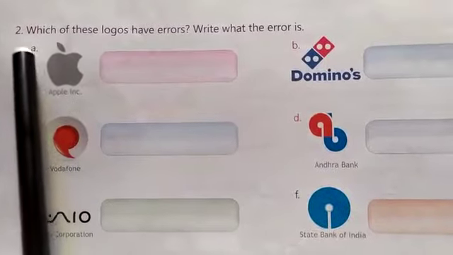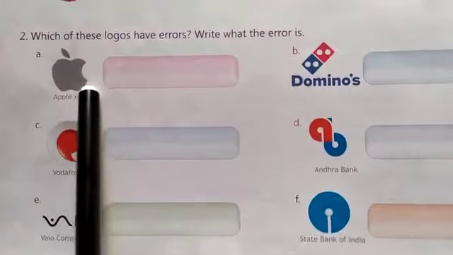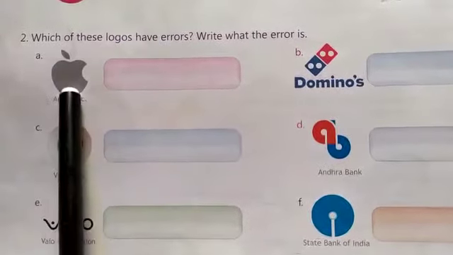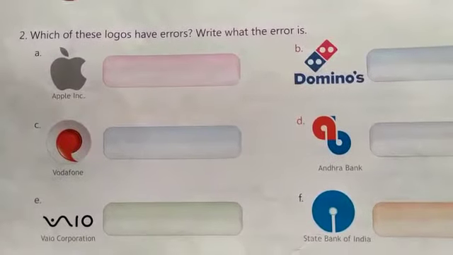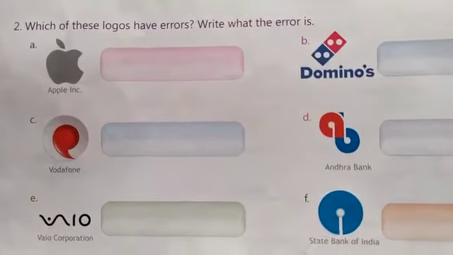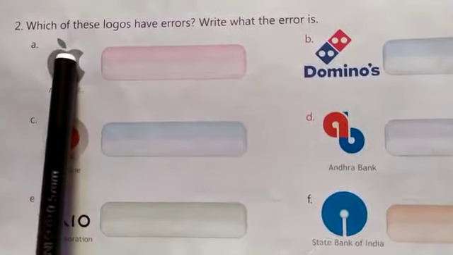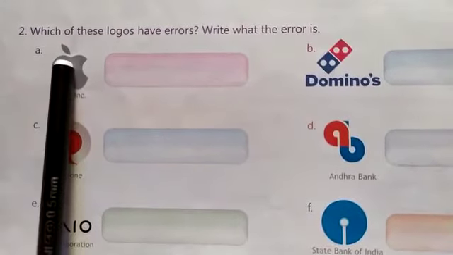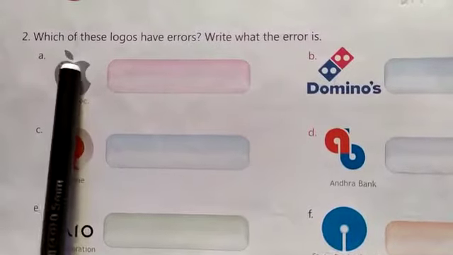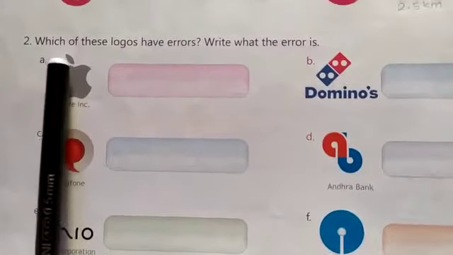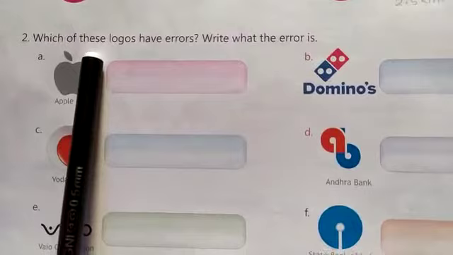Now 2A part. Here you can see an apple, and this is a symbol of Apple Incorporation. As you can see here, in this apple there is a leaf on the top of it. It is shown on the left side. So actually the error, the mistake is in the leaf. The leaf should point on the right side.